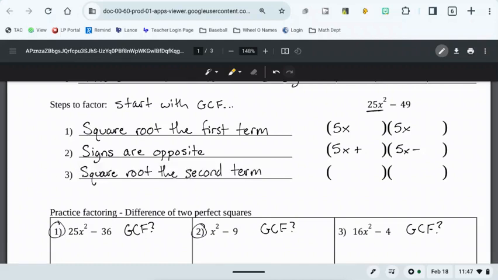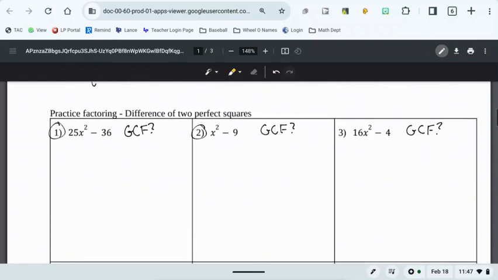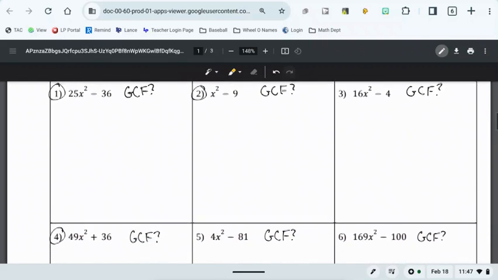Step 3, we square root the second term. So the square root of 49 is 7. So we have 5x plus 7, 5x minus 7. And that's it. That's all there is to it. So the recognition, checking for GCF, and then knowing your perfect squares. So we're going to work on 1, 2, and 4 together.